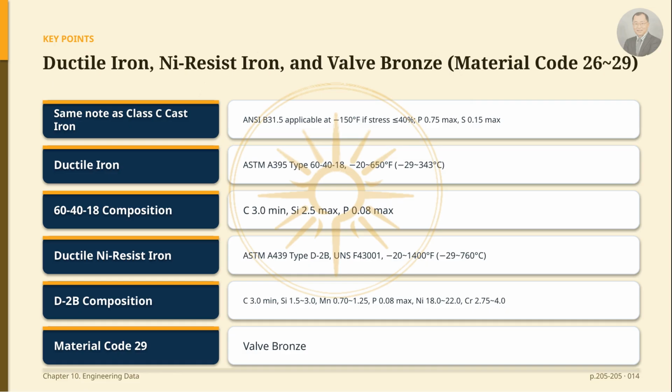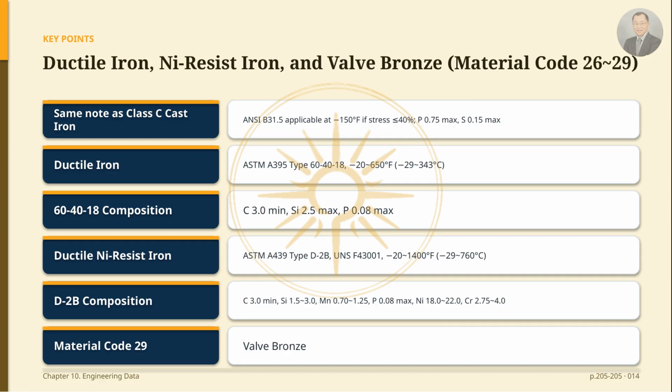Material code 27, ductile iron, is ASTM A395 type 60-40-18, where these numbers represent a tensile strength of 60 ksi, a yield strength of 40 ksi, and an elongation of 18%. The operating temperature is minus 20 to 650 degrees Fahrenheit, minus 29 to 343 degrees Celsius. And the composition is 3% min carbon, 2.5% max silicon, and 0.08% max phosphorus.